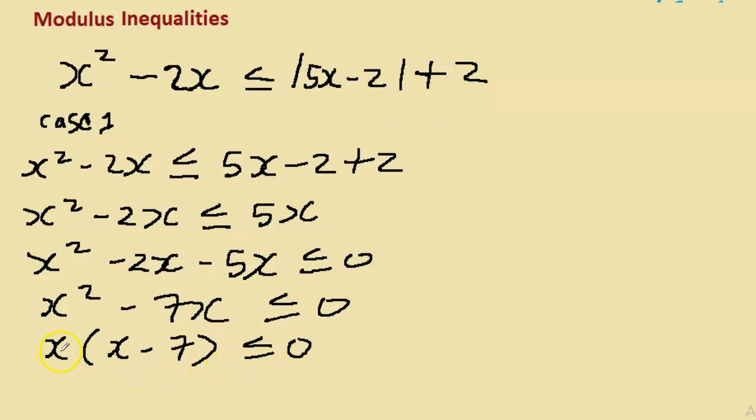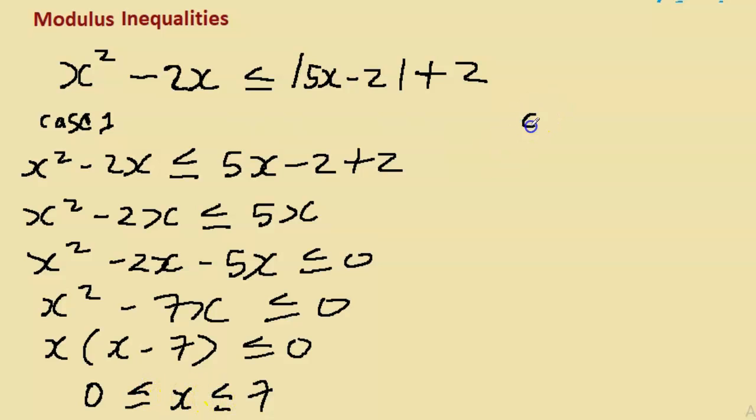What are the critical values? It is whatever values make the brackets 0, right? So we equate both brackets to 0 and solve. So we get x equals 0. Equate this bracket to 0 and solve. We get x equals 7. So the solution in this case lies between 7 and 0. But we are not done yet. We soon really need to revisit this.